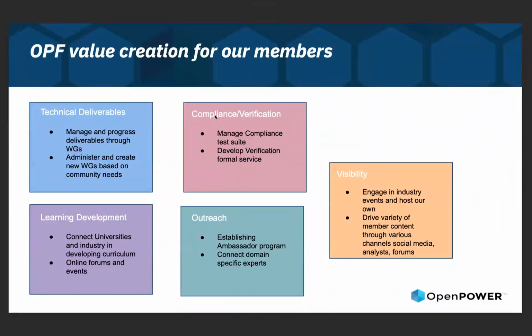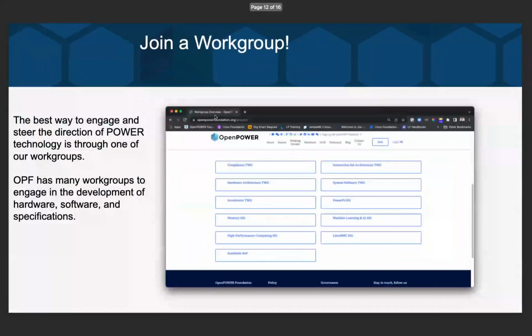And then, the things that we do on a day-to-day basis are technical deliverables. We do learning development. We work with different universities on developing curriculum, which you'll hear about later today. We have a formal compliance and verification suite, and then we do outreach and visibility also. And so the best place to start is to join a work group. One of the things about the OpenPOWER Foundation is you don't need to be a member to join most of the work groups. There are some work groups that are member-only, but most of them are fully open to the community, and you can engage, you can learn, and have an impact on the foundation itself.